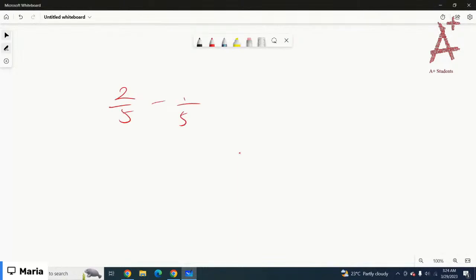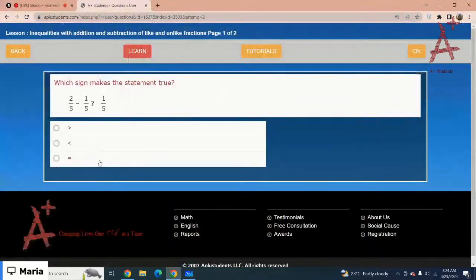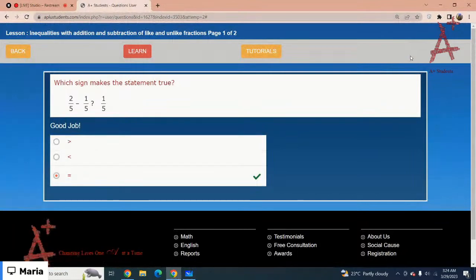When the fractions have the same denominator, adding or subtracting is very easy. You simply have to add or subtract the numerators, got it? Just subtract the numerators. 2 minus 1 is 1 over 5, got it? So when we solve this, the answer is 1 over 5. That means 1 over 5 equals 1 over 5, got it? So they are equal, got it?